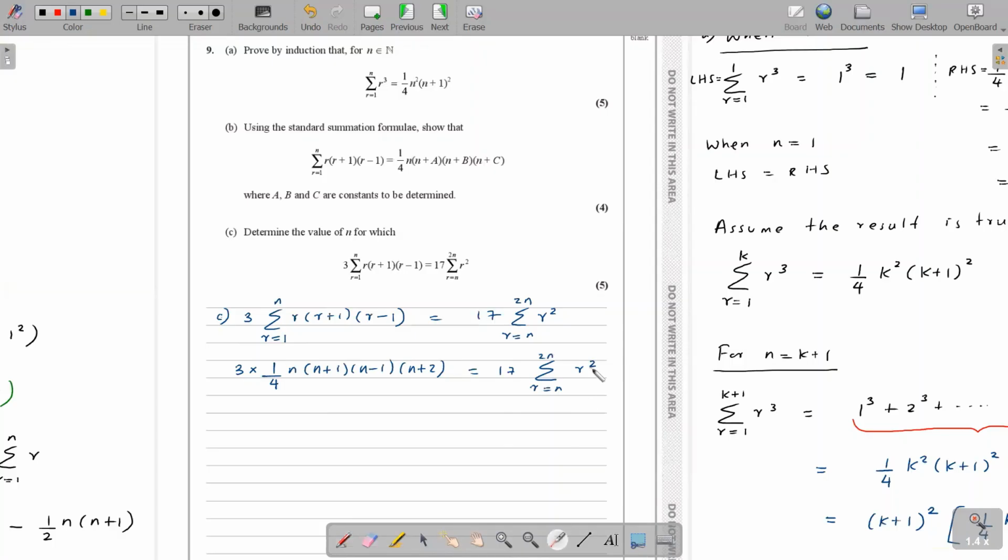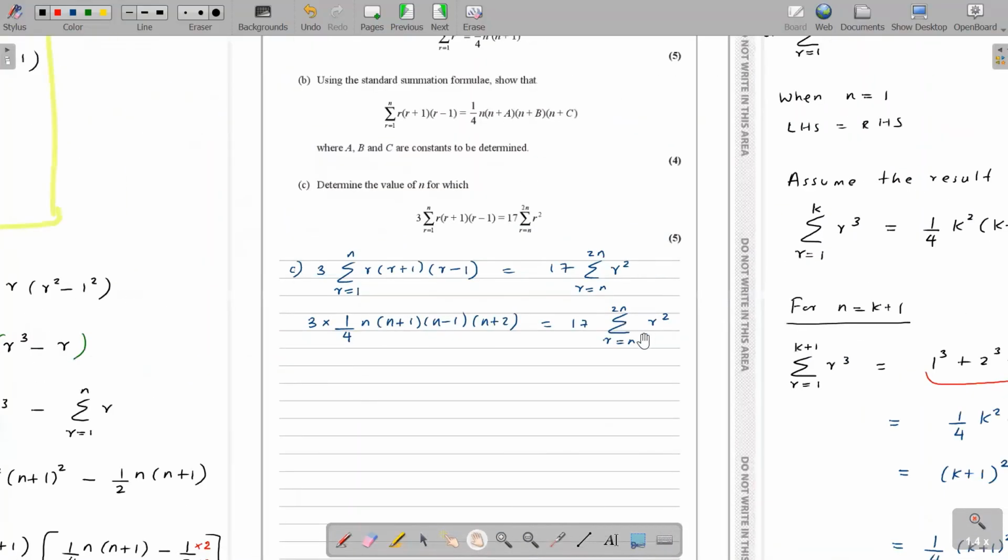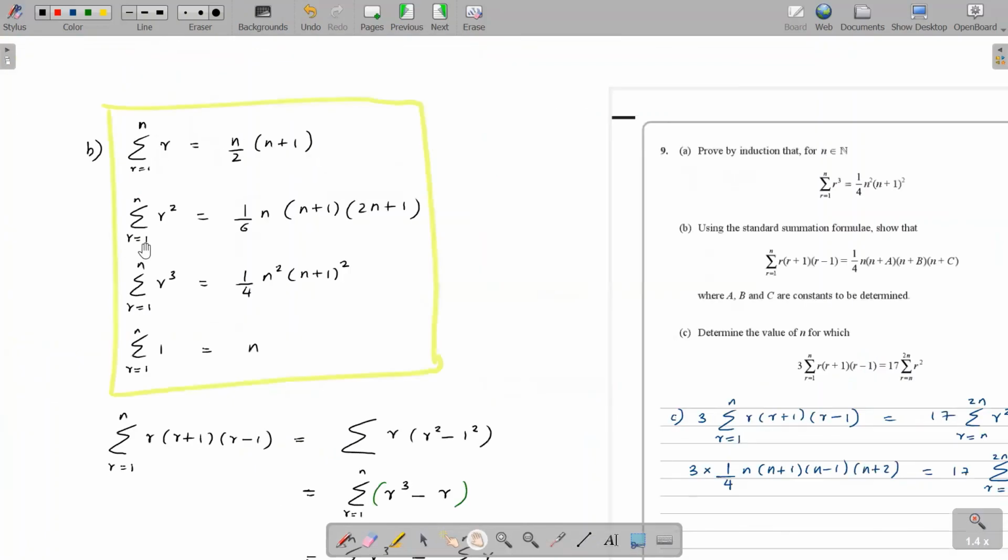So now all I have to do is get the value of summation of r square from n to 2n, and we have to solve this equation and determine the value of n. You can see summation of r square from n to 2n doesn't start with 1. I have written here the summation of r square from 1 to n, which is 1 over 6 n, n plus 1, 2n plus 1. But here we have the summation of r square from n to 2n, so it's not starting from 1. These equations are only valid if you start the summation with r equals 1.